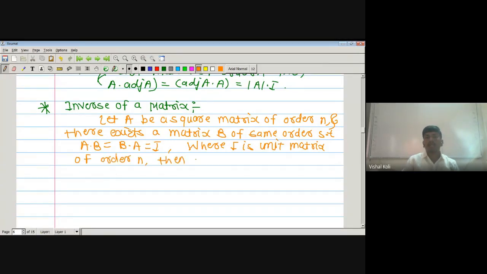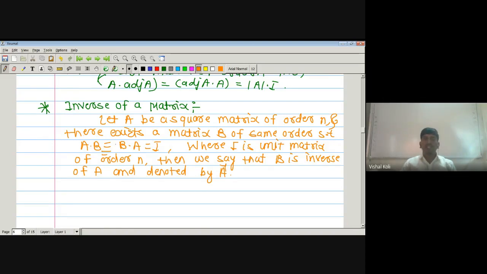Then we say that matrix B is the inverse of A, and which is denoted by A inverse. Okay, so if capital A is any square matrix of order n, and suppose there exists one matrix B, also of order n, such that A into B will be equal to B into A, which is equal to I, where I is nothing but the unit matrix of order n. Then we say that this B is the inverse of matrix A, and which is denoted by this symbol A inverse.